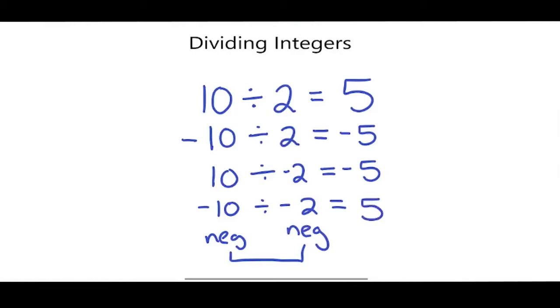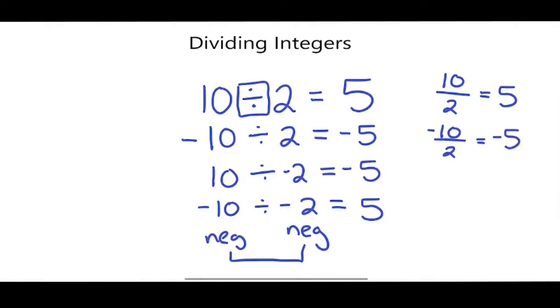Remember that division can be written with the division symbol. It could also be written as a fraction, like 10 over 2. That means 10 divided by 2, and that is 5. Negative 10 over 2 is negative 10 divided by 2, which is negative 5.